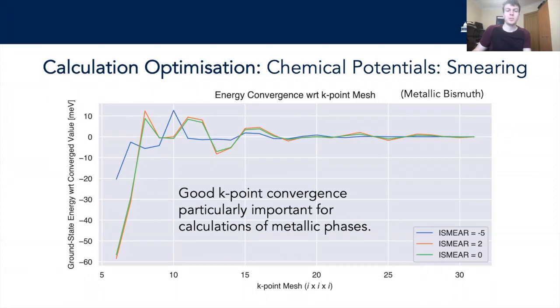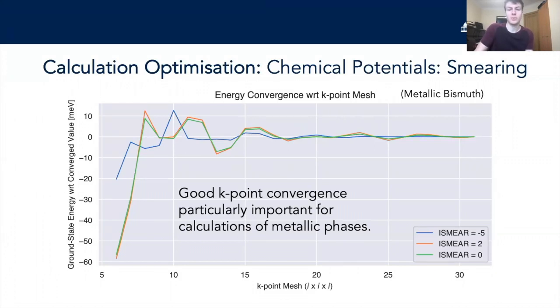One way in which this behavior can be improved is by switching to tetrahedron smearing, so ISMEAR = -5, which typically results in a better and faster convergence with respect to K-point mesh, as opposed to Gaussian smearing or Methfessel-Paxton smearing, which is ISMEAR 1 or ISMEAR 2. It also doesn't really depend much at all on the choice of smearing width, so your choice of sigma in the INCAR.